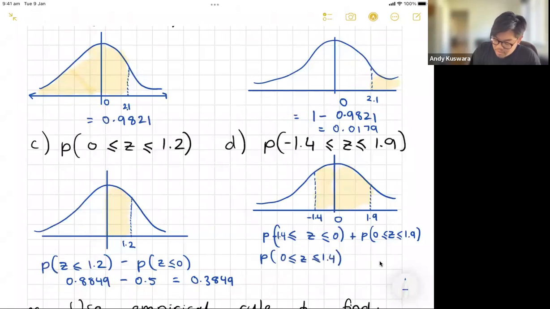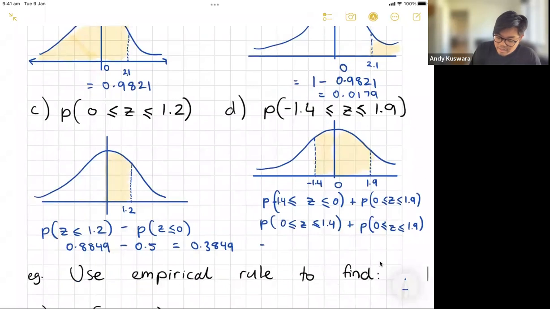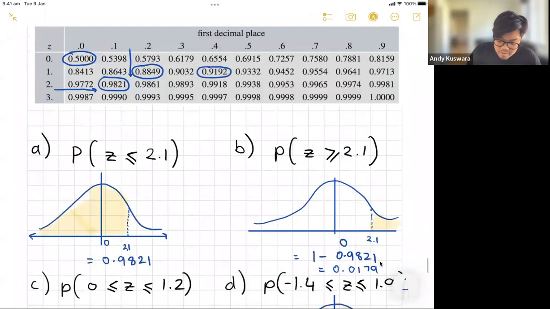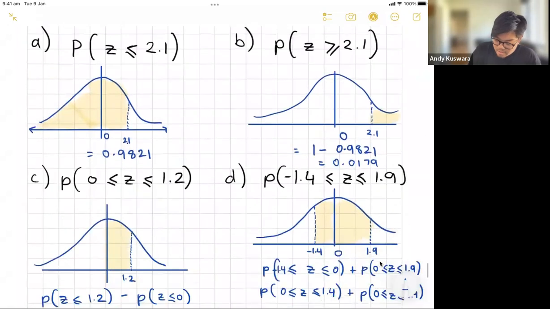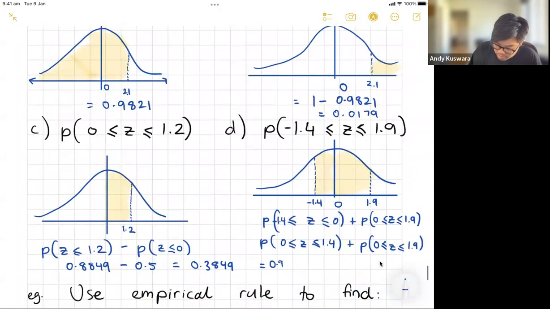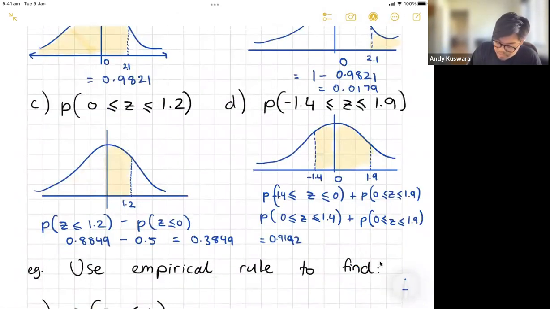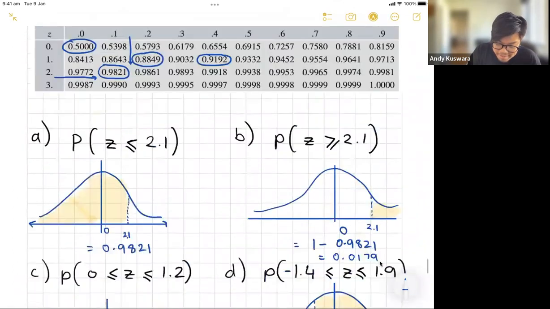1.4 plus the same probability of 0, z, or z between 0 and 1.9. So in that case here, it's going to be 1.4. So 1.4 is this guy here, 0.9129, is it 9129? 9192, 9192, take away 0.5 because of that 0, plus, and it's going to be the probability of 1.9.